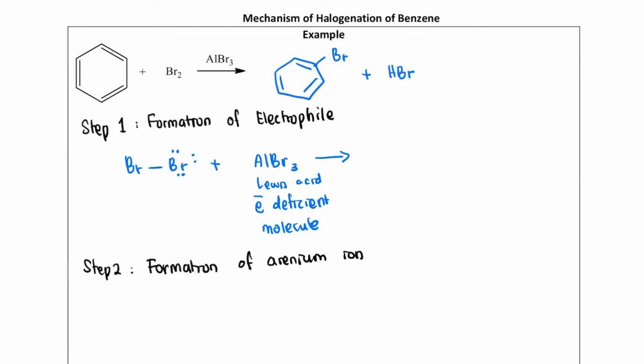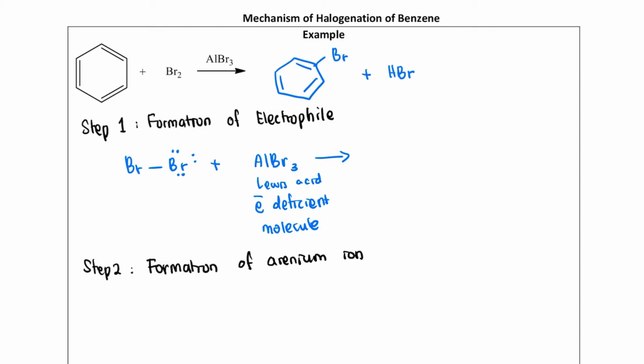Assalamualaikum and hi semua. So in this video we are going to learn the mechanism of halogenation of benzene. Okay, so specifically for this example lah. Alright, so kita ada benzene, ada bromine and AlBr3 as the Lewis acid catalyst. Okay, and then our product will be bromobenzene and our side product adalah HBr.